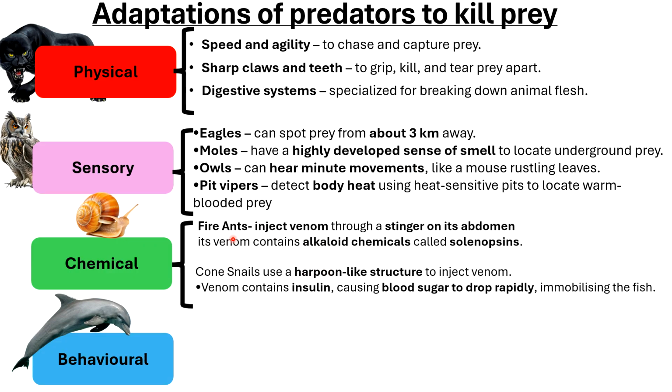So you might know about the fire ant, which injects a very painful venom through a stinger on its abdomen, and it contains alkaloid chemicals called solenopsins. You don't want to have this in your bloodstream. It sounds scary as well. Then we have cone snails. They live in the sea, underwater. They use a harpoon-like structure to inject venom into the fish and their other prey. This venom contains insulin. Remember that insulin lowers blood sugar.